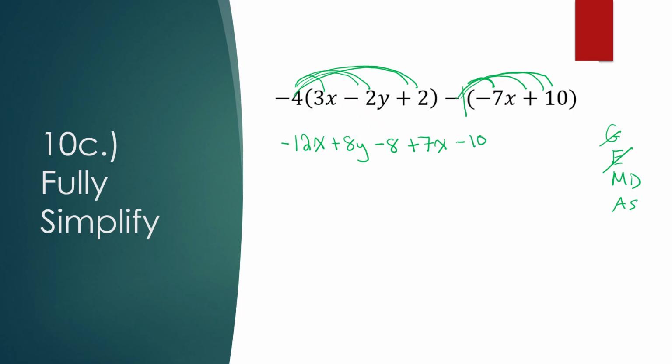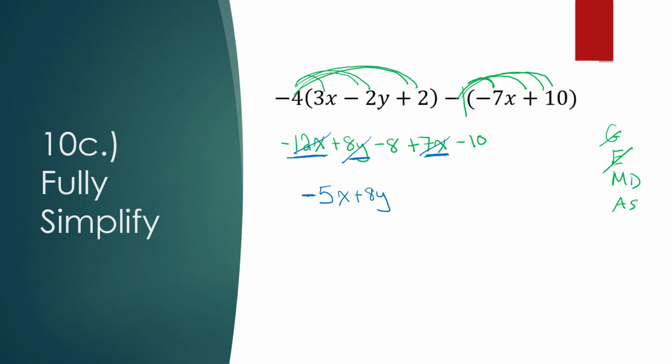Now I look for like terms. I'll start here with the first x. We have negative 12x, and I see that there's another x here. Well, negative 12x plus 7x, I have more negatives than I do positives. The difference is 5, and then the x just goes along for the ride. So that's what I get when I simplify the x terms. I'm on to the y, and I don't see any other y term. So that just drops down.